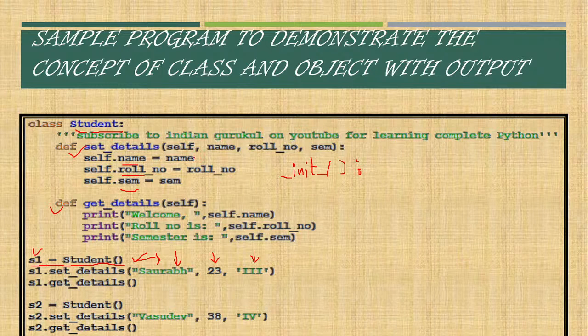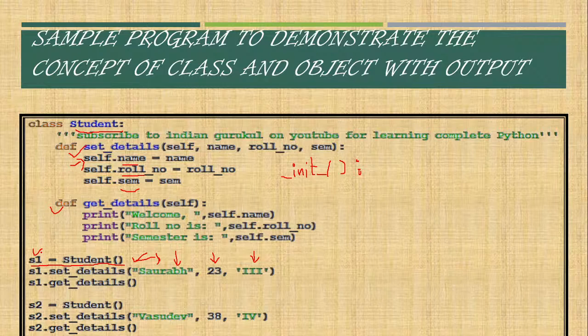When this method is called over here, this definition will be executed. That is, the set details method will be executed, and this self dot name is the instance variable. The instance variables are the variables which belong to some particular instance or some particular object, we can say. So this self dot name is a particular variable which belongs to this s1 student.